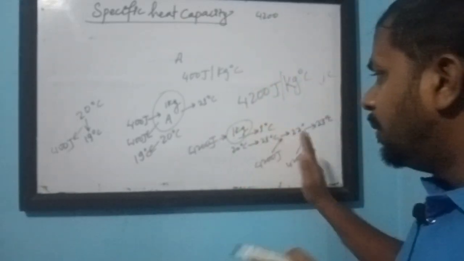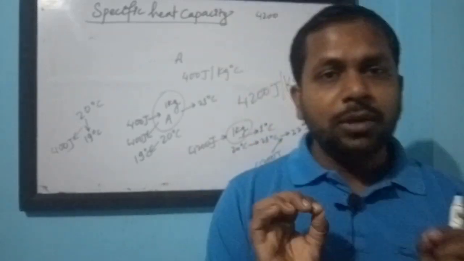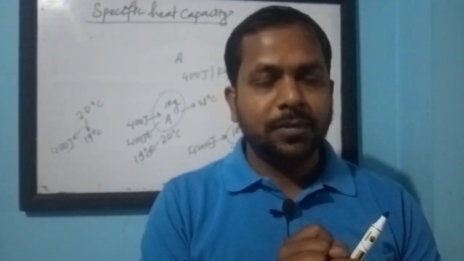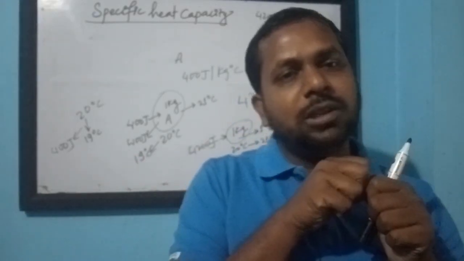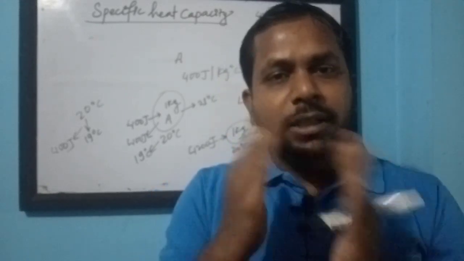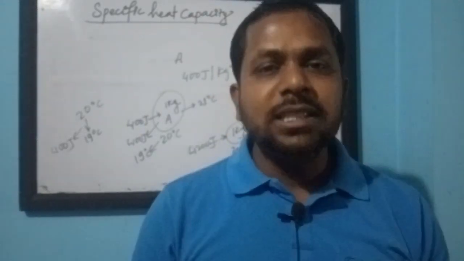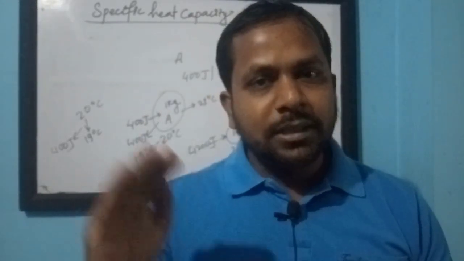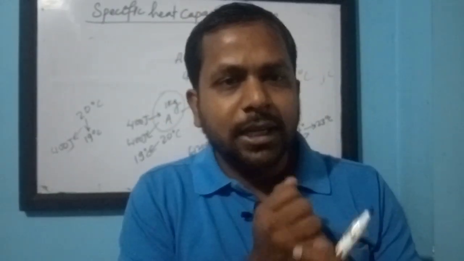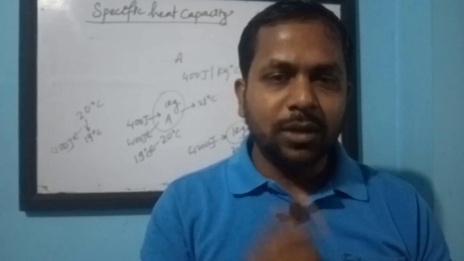So what we see here is that water does not get heated fast because it absorbs a large amount of heat energy before its temperature increases. But other substances which have very low specific heat capacity, their temperature rises very fast, because with a small amount of heat energy they gain, their temperature increases by 1 degree Celsius.